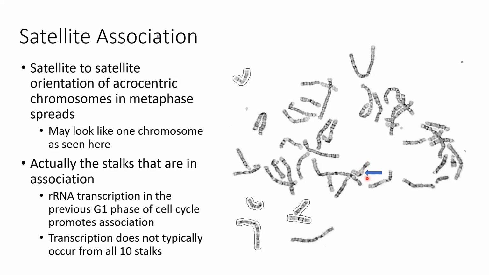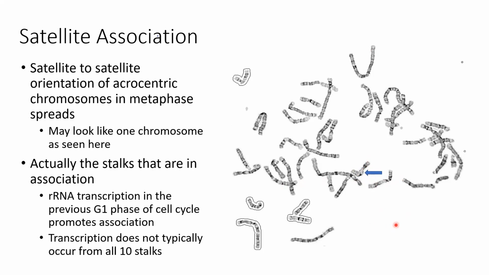The ribosomal RNA that's being transcribed, they like to associate with each other during that transcription. If you catch the cell at just the right time, those are actually still connected by their stalks, but we don't cut them as one because that is a natural phenomenon. It's not a structural abnormality. But when you're counting this metaphase, it would be very easy to count that as one chromosome. If you did on this one, you would get 45 chromosomes and go, okay, what's missing? I just wanted you to be aware of the phenomenon called satellite association.